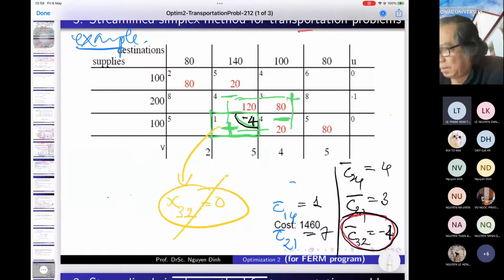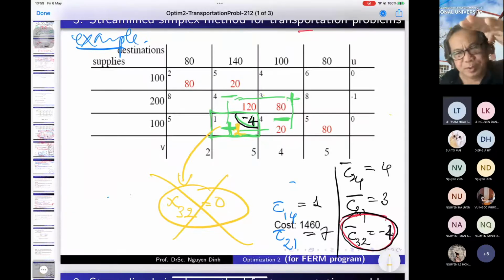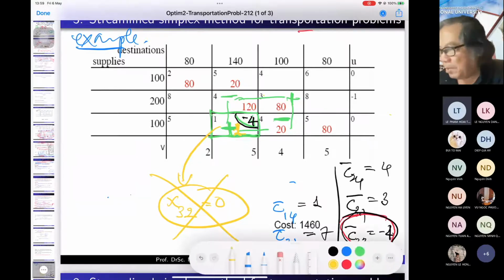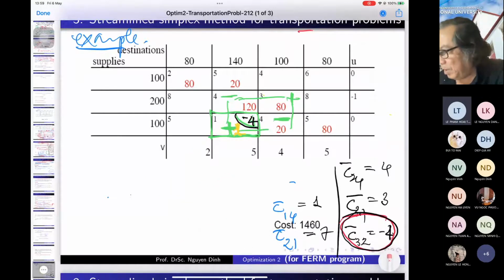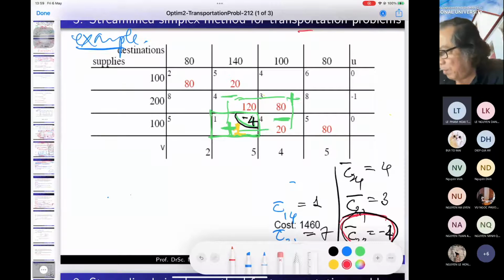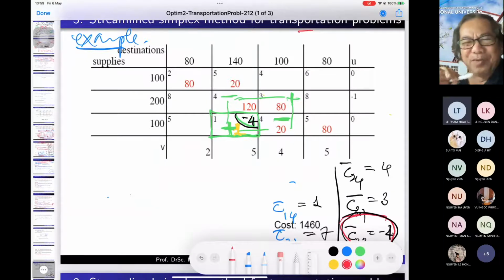But now, forget this one. You see, if you move 1 unit to this, then the cost will reduce 4 units. If you move 2 here, then the cost will reduce 2 times minus 4, 8. If you move 3, then the cost will reduce 12. And so you try to reduce as much as possible. But at the last time, we calculated that we cannot move as much as possible like that.